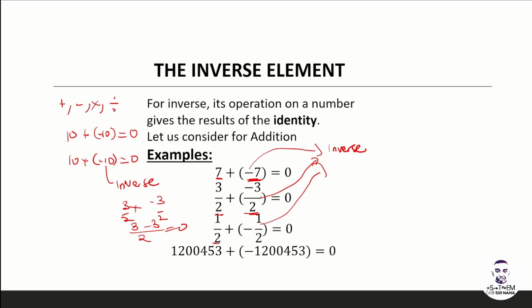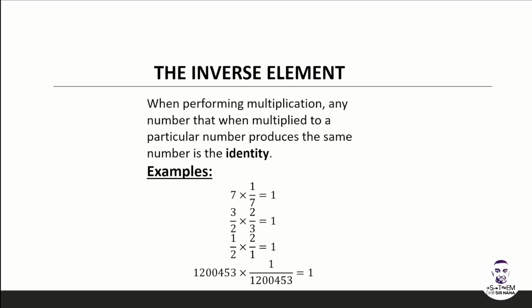And when we have larger numbers like 1,200,453, in addition, the inverse will just be the negation of it, so negative 1,200,453, because when we add these two, it gives us 0. Now let's also consider when we are performing multiplication.